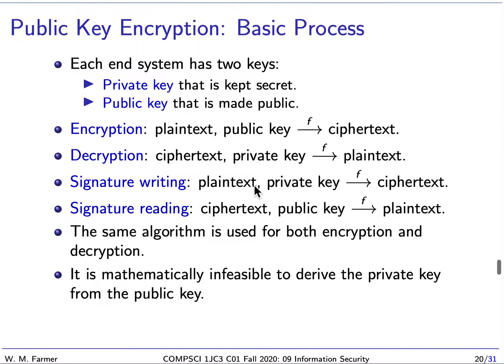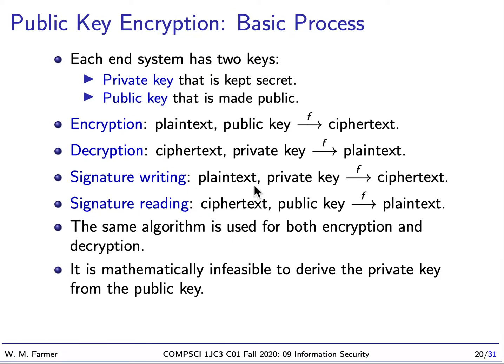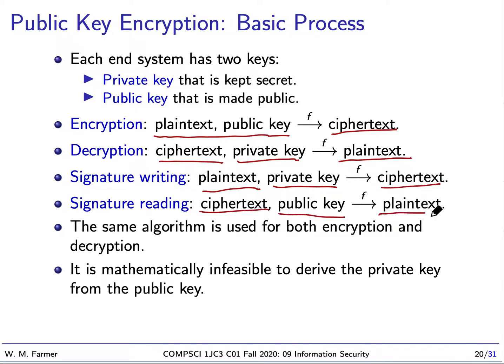Okay, so here's how it works. Each end system, so we're going to have two systems, A and B, communicating with each other. Each of them has a private key and a public key. The private key is kept secret, the public key is public. And the way encryption works is that with encryption, we have a plain text, and with the public key, we use our algorithm F to encrypt it into ciphertext. And then we can take that ciphertext and our private key and produce plain text. But we can also take the plain text with our private key and produce ciphertext. And we can take the ciphertext with the public key and produce plain text.